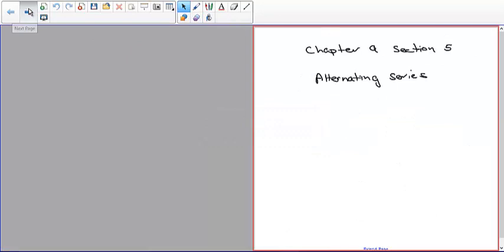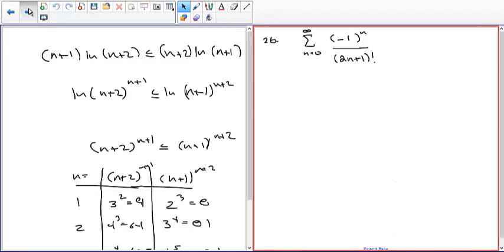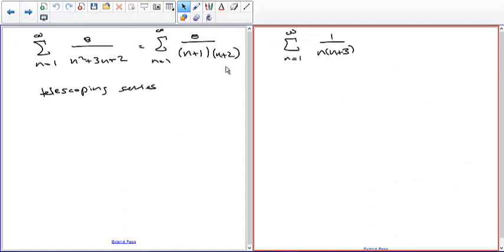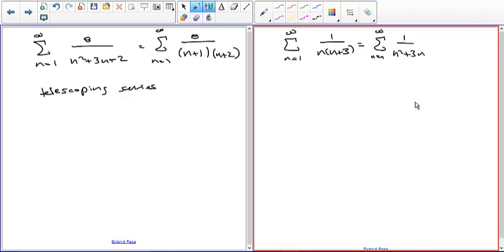Okay, back to our question here. What you could do is, if you multiplied this thing out, you'd have 1 over n squared plus 3n. And so a sub n would be equal to 1 over n squared plus 3n. And b sub n would be equal to 1 over n squared. Again, you're gonna work through the whole thing. Today we're just thinking about how we would get started.